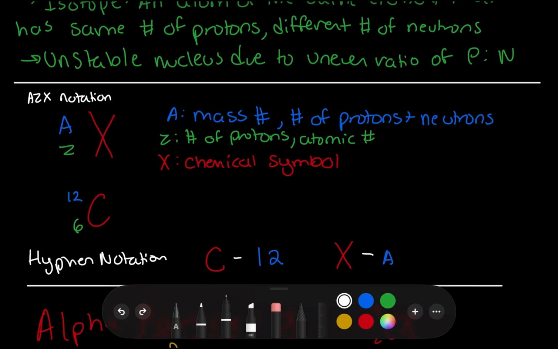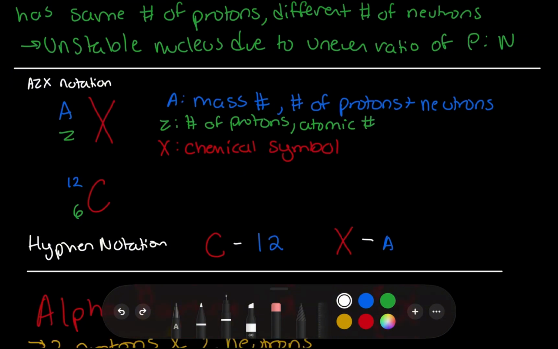So for example, let's take carbon. C would be the chemical symbol because C is the chemical symbol for carbon. And then 12 is the average atomic mass, which you can find at the bottom of carbon. And 6 is the atomic number, which you can find above carbon. Now for hyphen notation, the only difference is that it doesn't include the number of protons or atomic number. It's simply the chemical symbol and the mass number. So here we can see C12.